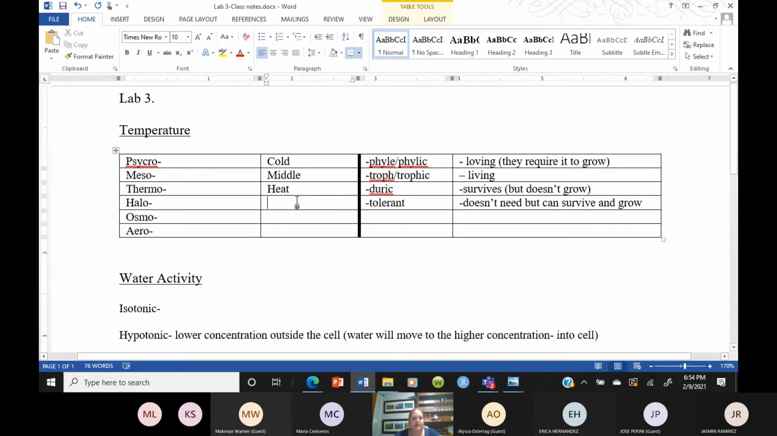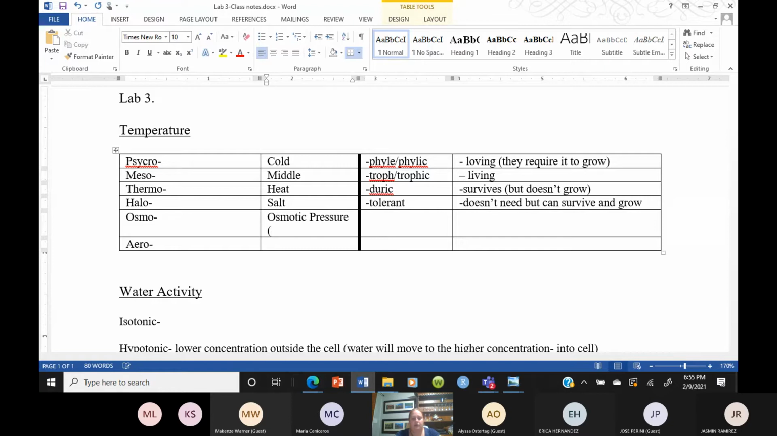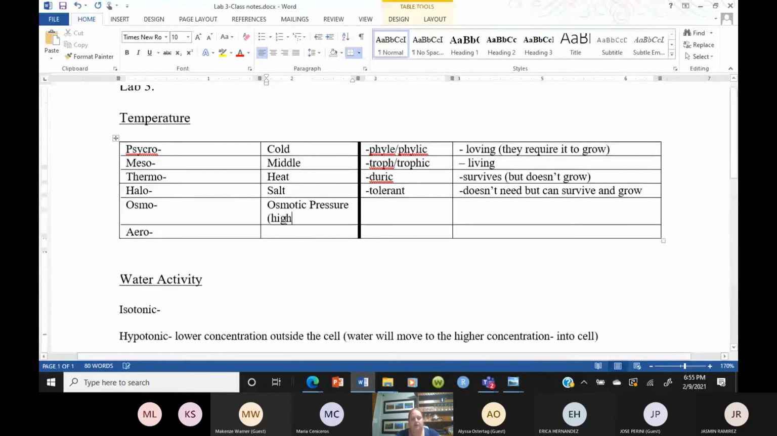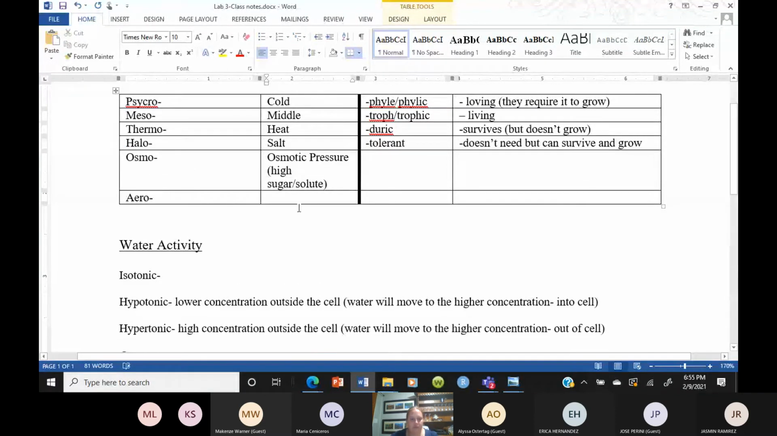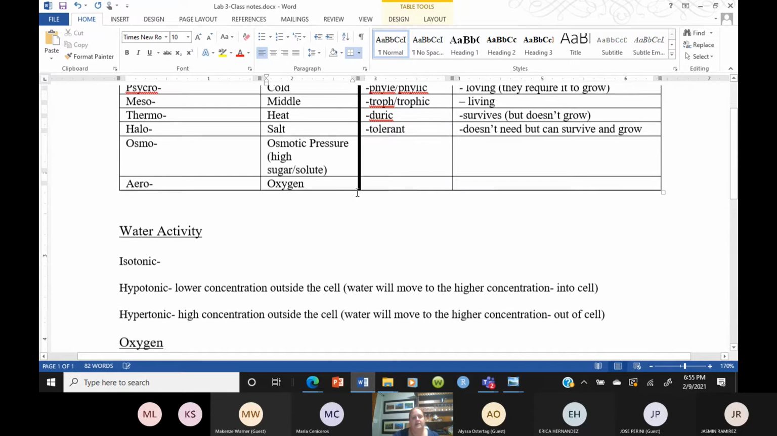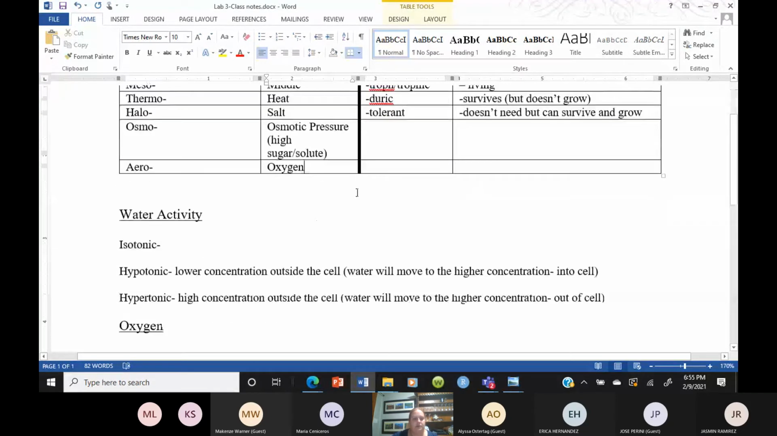Halo, we're going to talk about this next. Halo is referring to salt, and osmo is referring to osmotic pressure. But in bacteria, it's typically referring to a high sugar environment, or sugar or solute environment. And finally, the third one we're going to talk about after we talk about water activity with halo and osmo, we're going to talk about oxygen, and that would be what aero is referring to in requirements. So you could have something that's aerophilic, aerotolerant, osmophilic, osmotolerant, and that's how I would try to learn these particular terms throughout here.